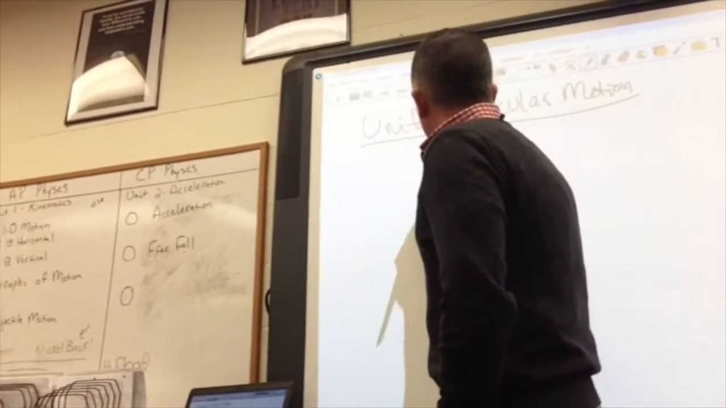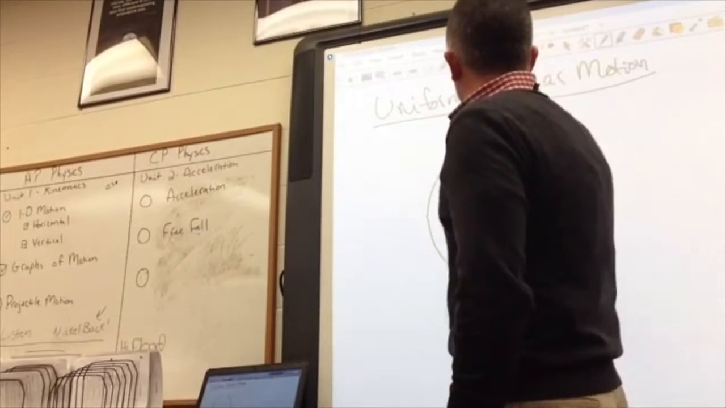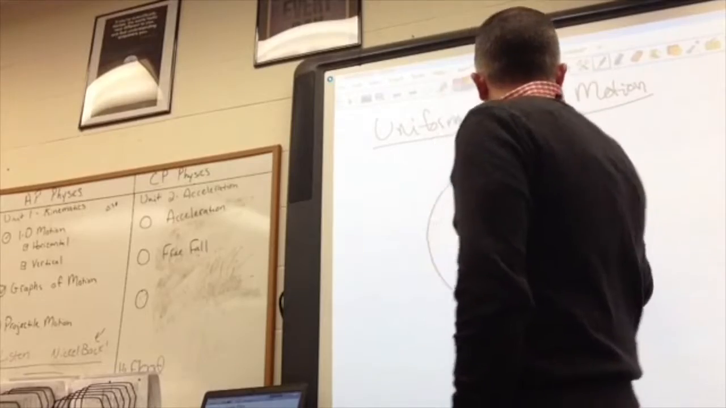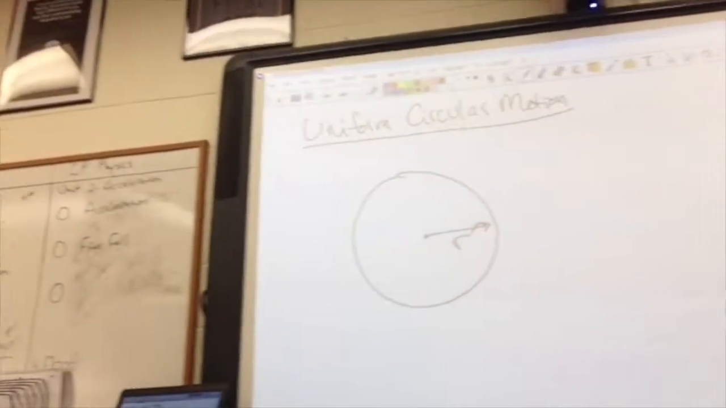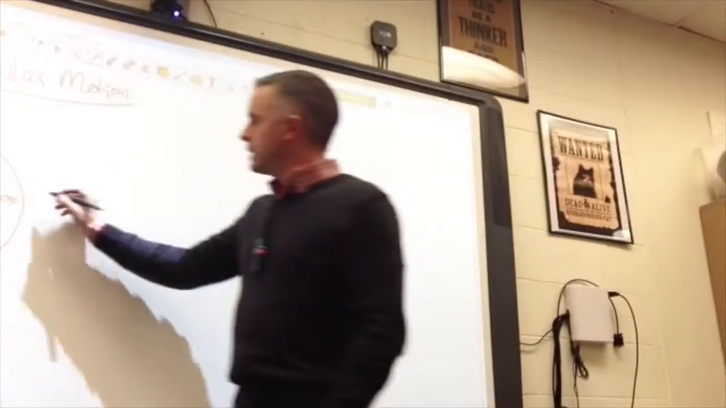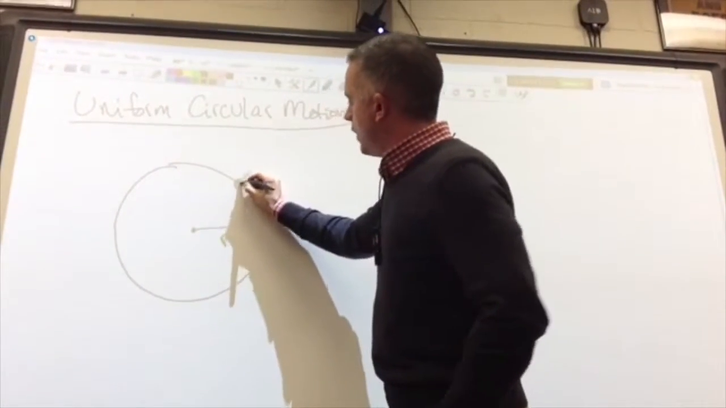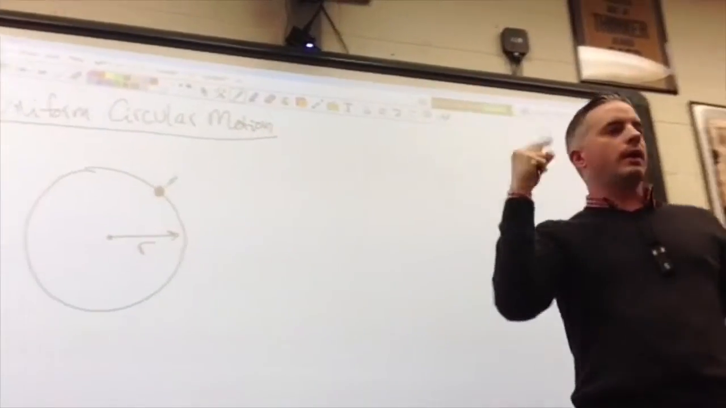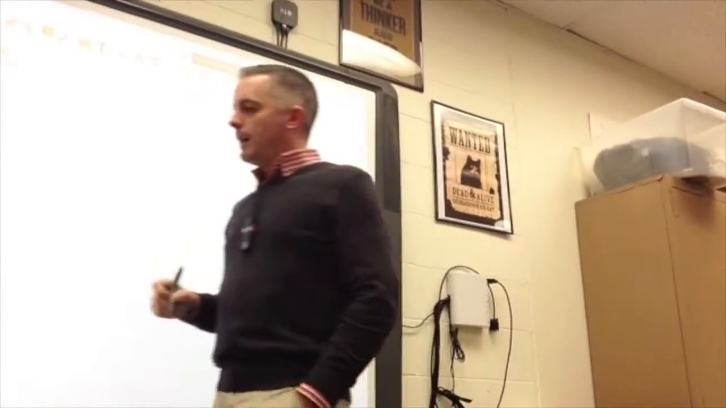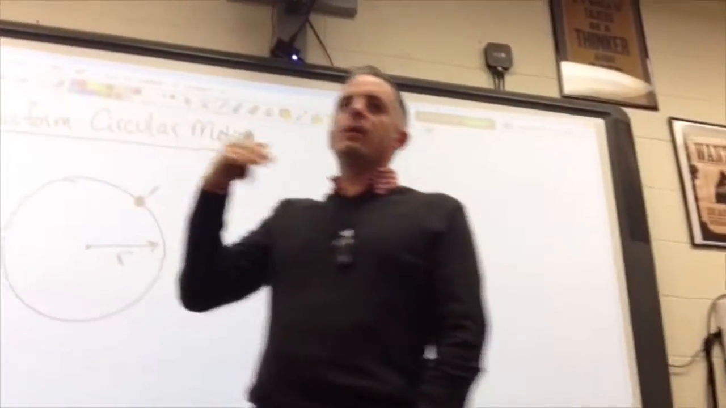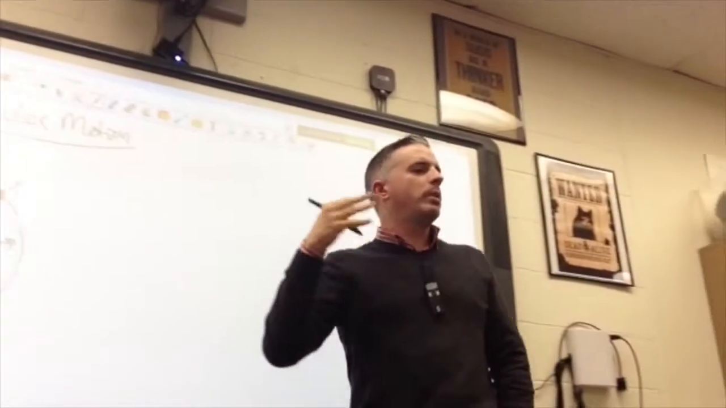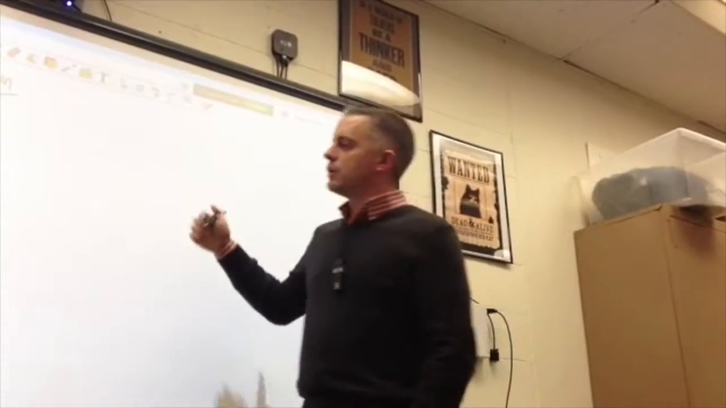So when we talk uniform circular motion, again, we're talking about something moving around in a circle, right? It's just swinging around in a circle. So let's imagine that it's that rubber stopper going around and around in a circle. And we can take what we already know and start to apply it to this circular stuff.